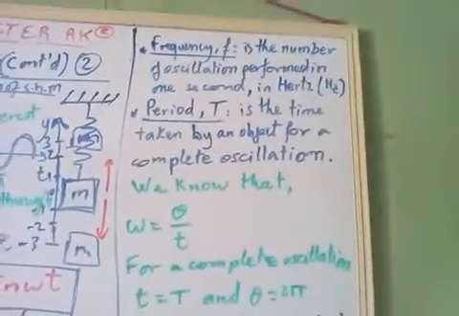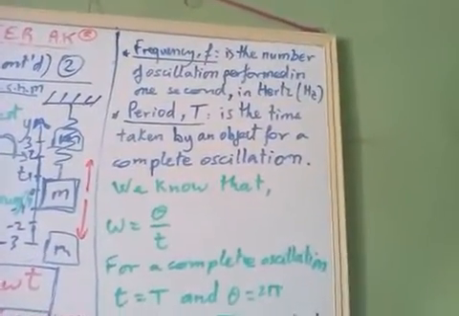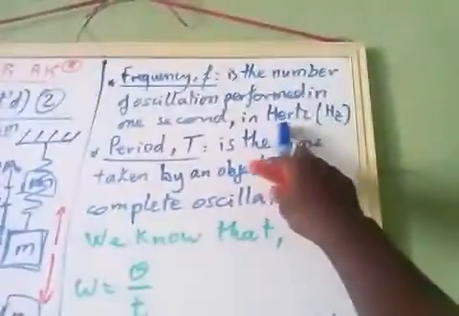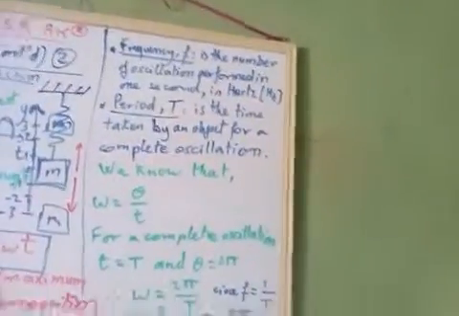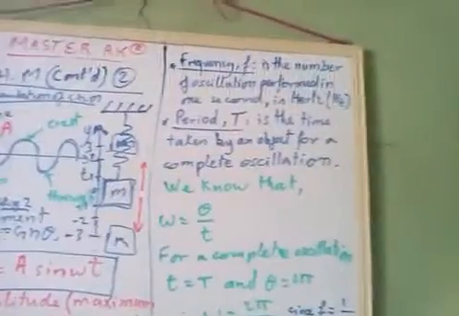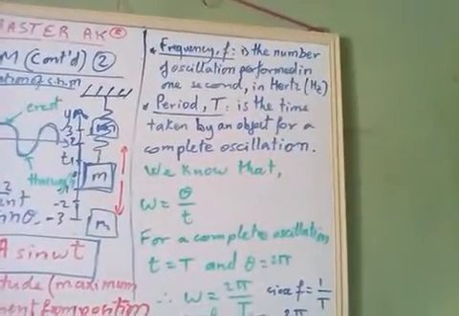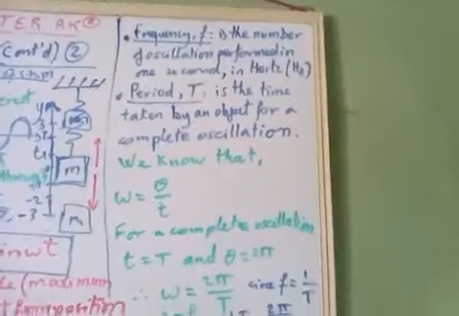What is frequency? Frequency is defined as the number of oscillations performed in 1 second. Okay, the unit for frequency is hertz, and hertz is denoted as Hz. Okay, so then we have another word which is also very important: period. What is period? Period T is the time taken by an object for a complete oscillation.